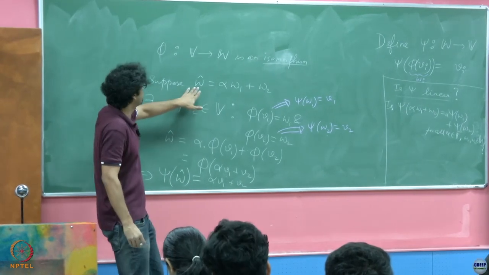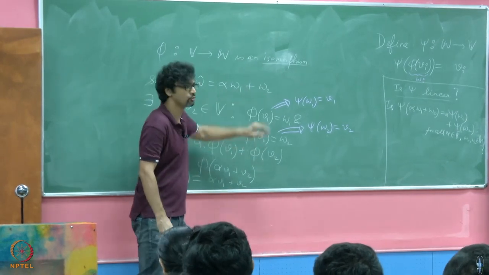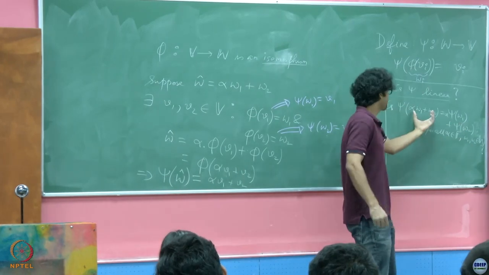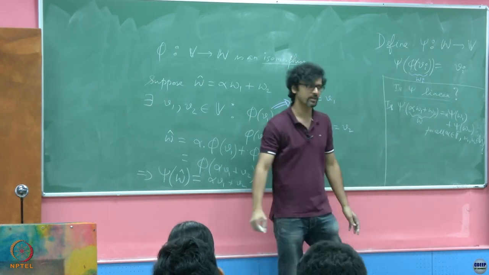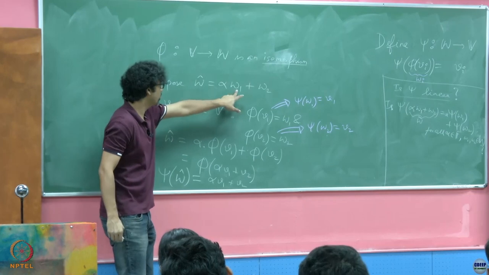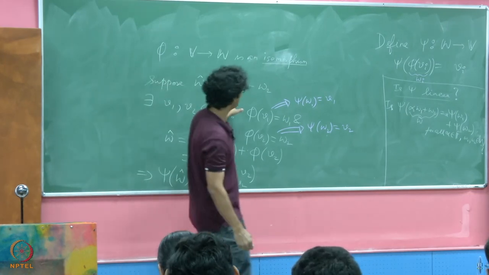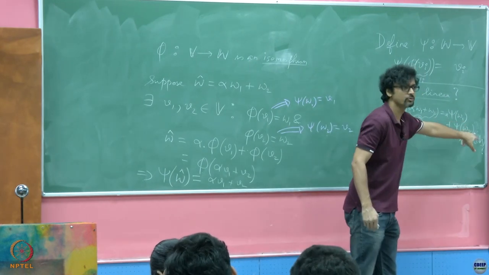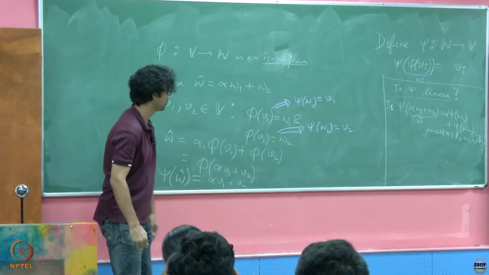What have we assumed? We have taken any arbitrary object W hat, which is alpha W1 plus W2. In order to show linearity, we have to show this. So this object we have gone ahead and named as w hat for convenience. No trickery. Now what you have to show is that psi of w hat must be equal to alpha times psi of w1 plus psi of w2. But now it turns out that that is alpha times v1 plus v2.